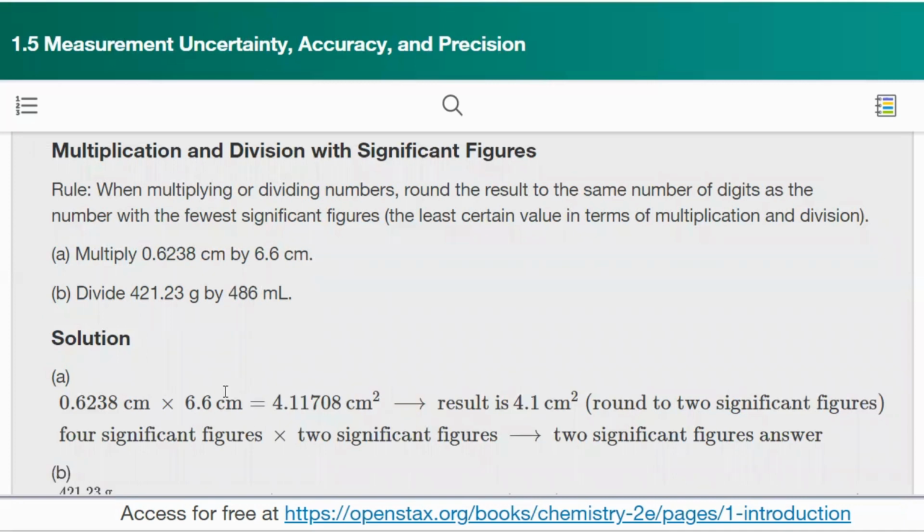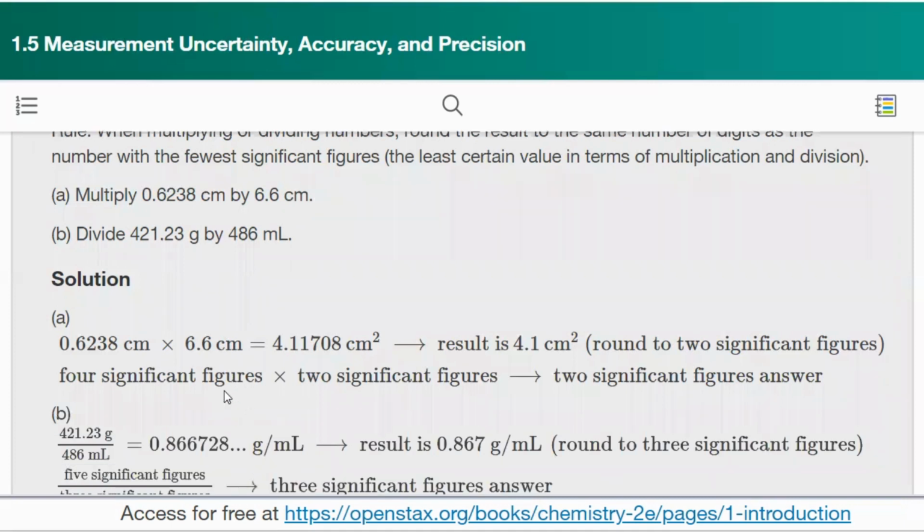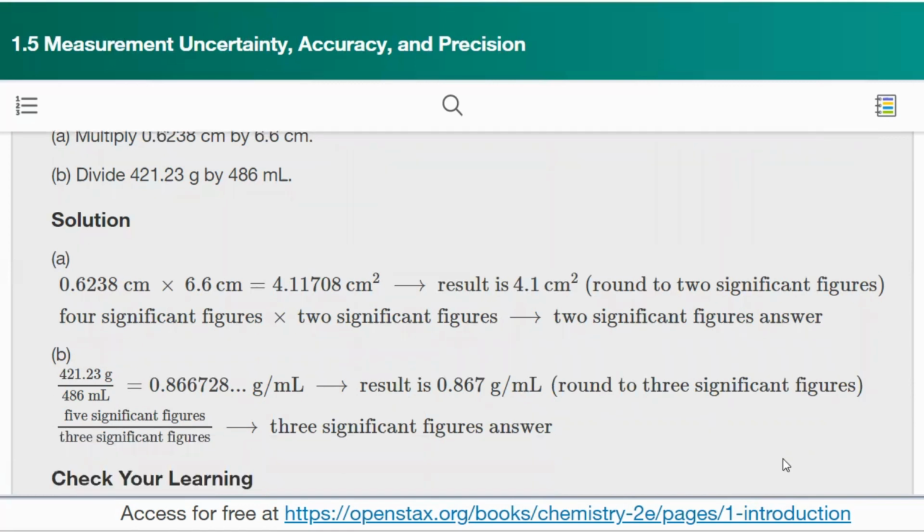So we'll just go ahead and punch it into a calculator. And notice one has to use the units grams divided by milliliters. So just leave that there. Since we want to have 3 significant figures, the result is 0.867 grams per milliliter, round to 3 significant figures. See, they have it here. 5 significant figures divided by 3 significant figures yields 3 significant figures answer.